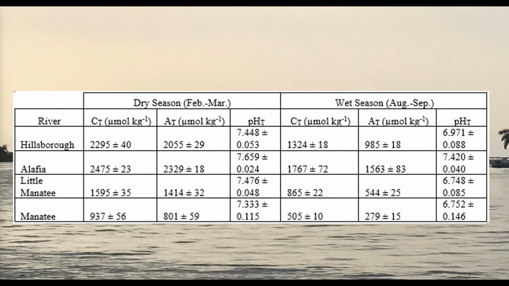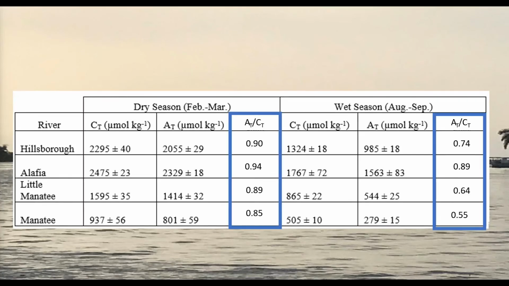All right, this table contains 24-hour average CT, AT, and pH on each river for each season. Let's take a look and just notice the considerable range of concentrations observed on each river during each season.